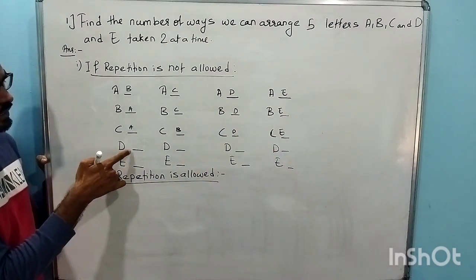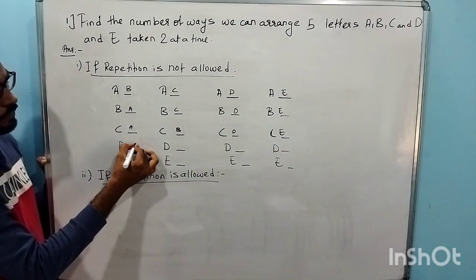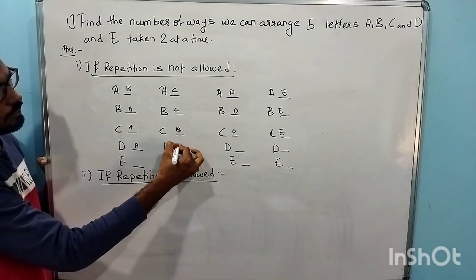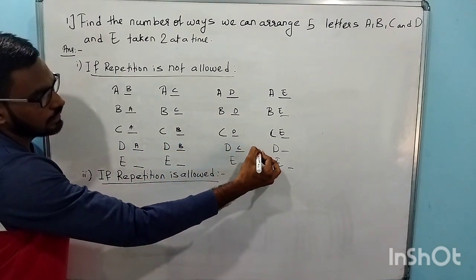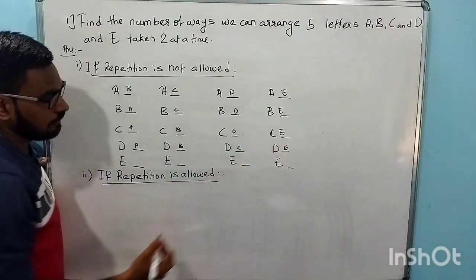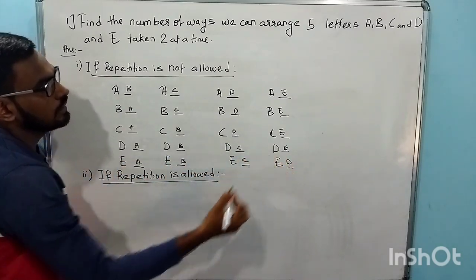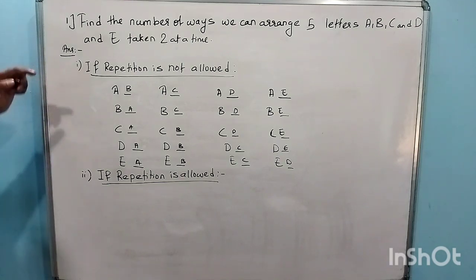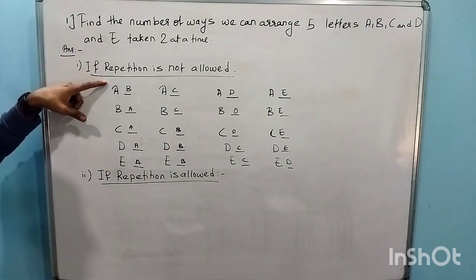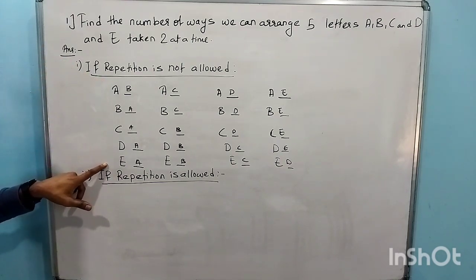Next, if first place is D, then there are 4 ways to fill the second place: A, B, C and E. And if first place is E, then A, B, C and D. So first of all, the possible number of ways of selecting the first place is 5.